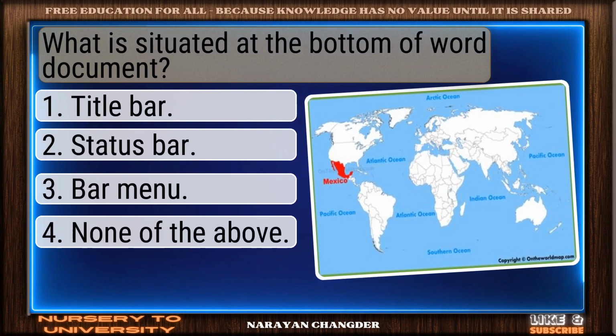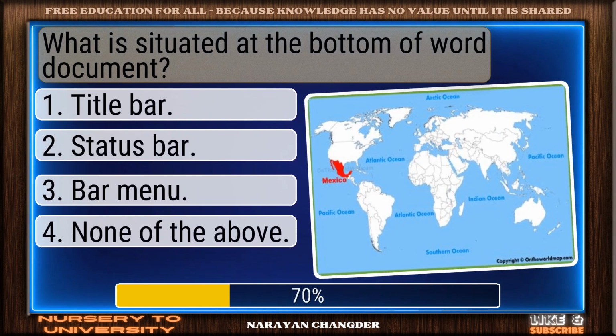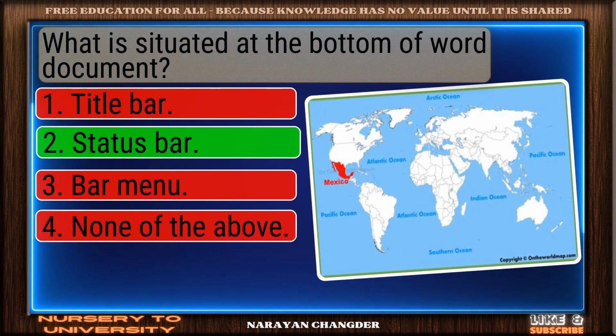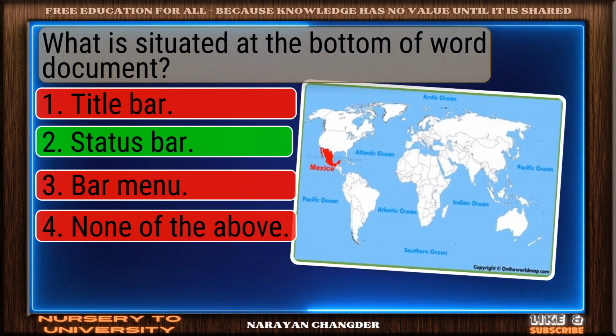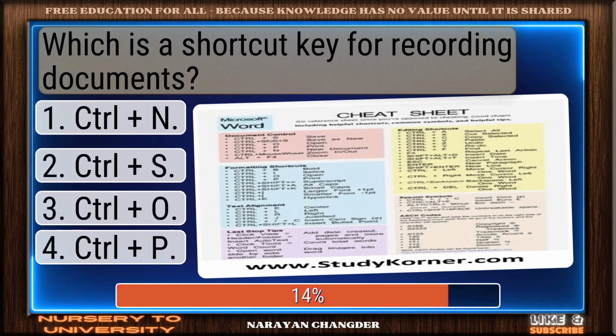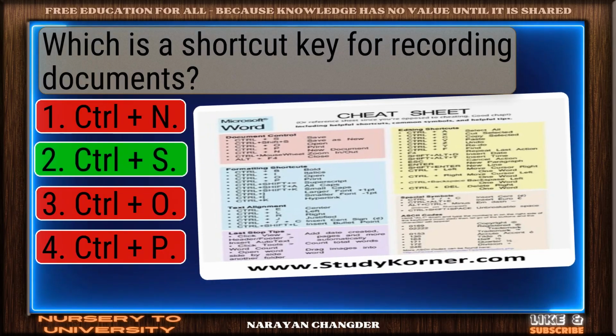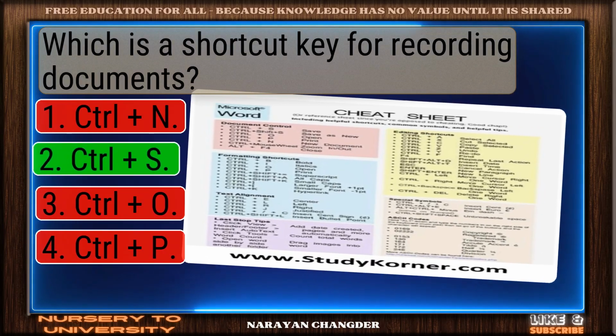What is situated at the bottom of Word document? On track. Status bar is the correct answer. Which is a shortcut key for recording documents. Valid point. Ctrl plus S is true.